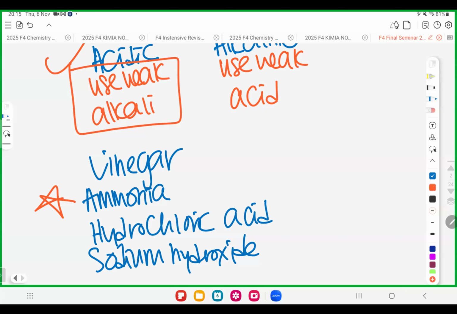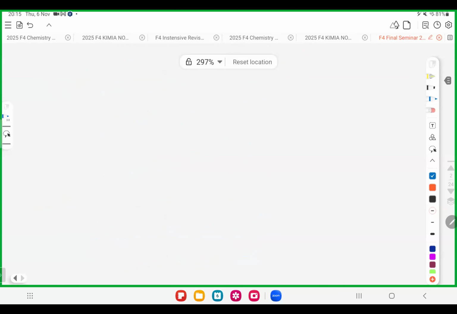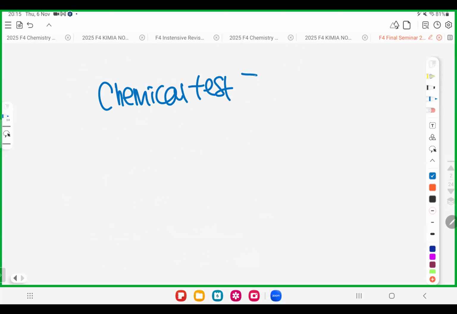Okay, so that's the first one. The second question is the legendary question. I think about 2 or 3 people answered it correctly just now. Question 2 asks for a chemical test for acid. So how do you test for acid? For example, you suspect that you have a liquid and this liquid is an acid. How do you do the chemical test?